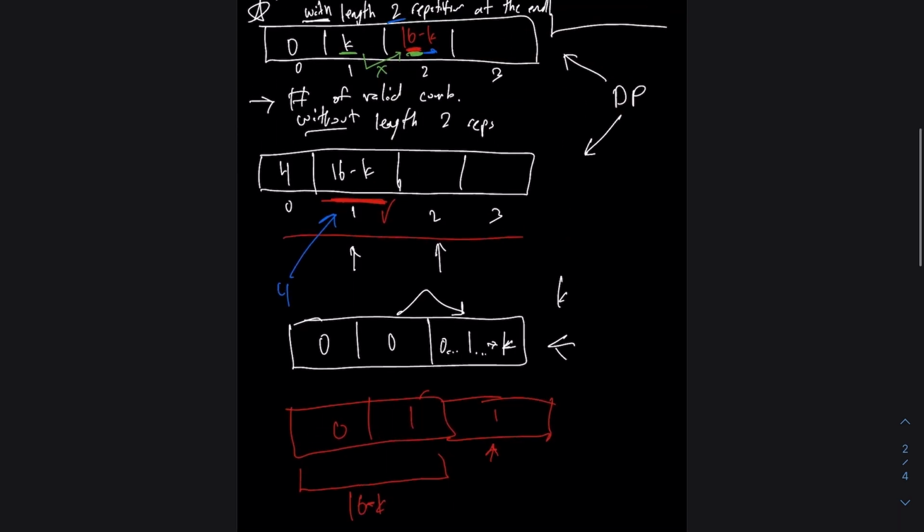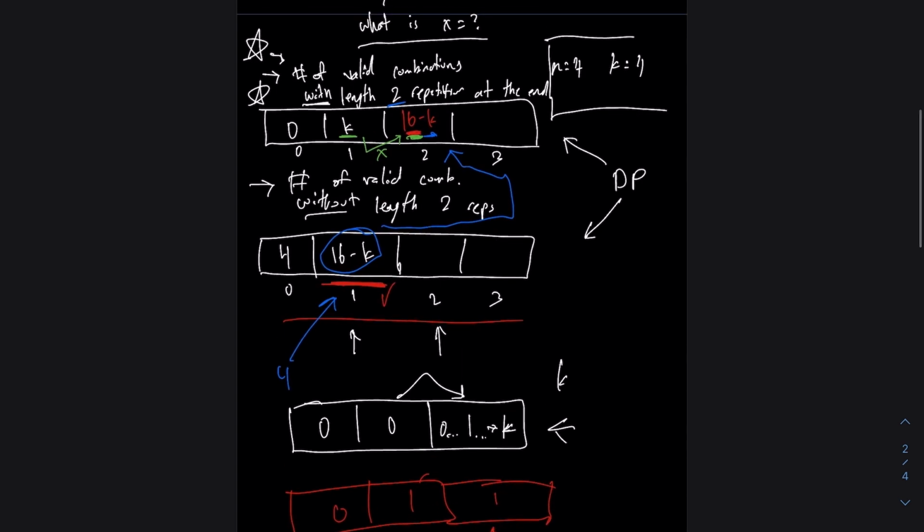So we could just take this number from the previous index and just migrate it over to there. And that's our new value for valid combination with length 2 repetition at the end.